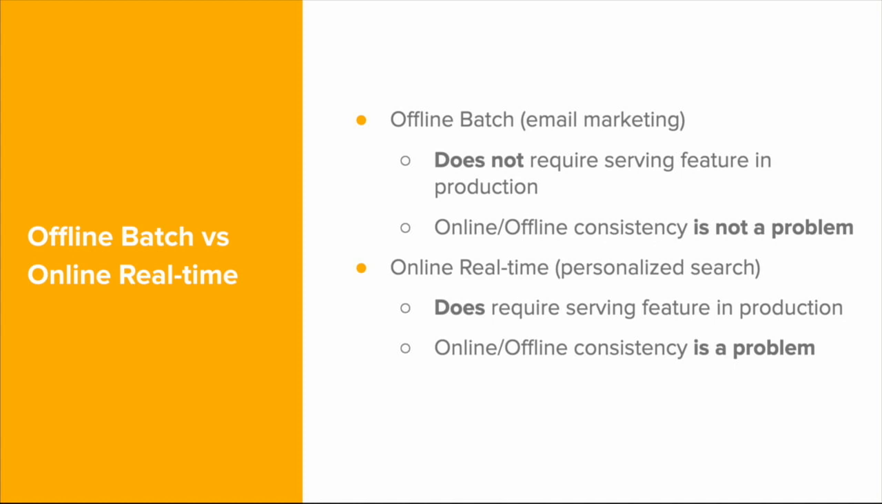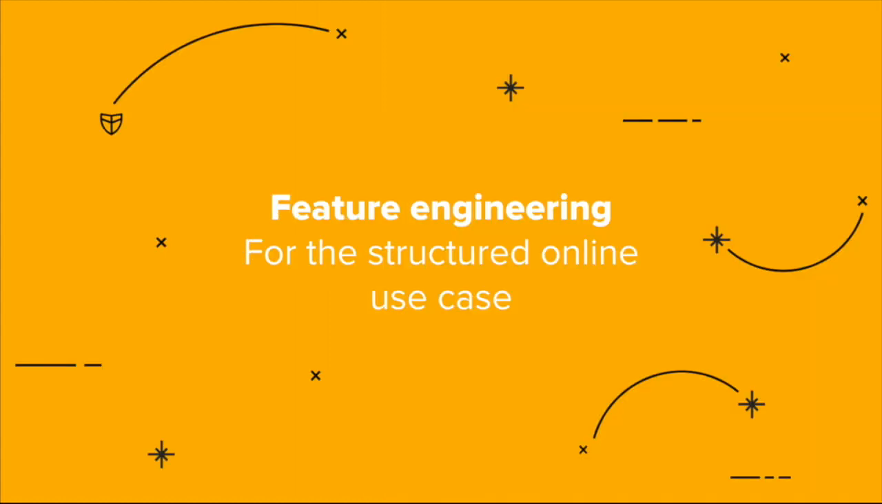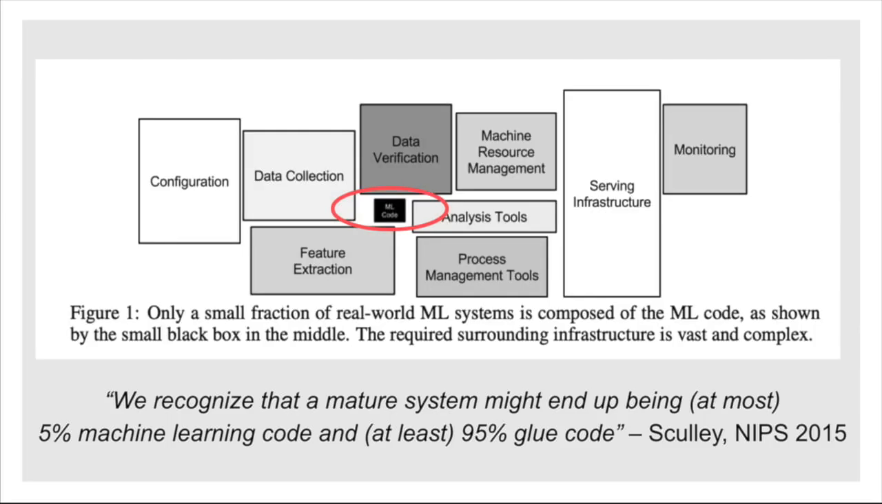So what I'm going to talk about now is why, in those particular cases, with many different data sources and online real time, feature engineering is so much harder than in the case of image classification, where you're basically just turning pixels into RGB representations, or NLP, where you're n-gramming your word bag, right? So what we saw at Airbnb, and we found this quote in a NIPS paper that we really liked, was that a mature machine learning system might end up being at most 5% machine learning code and at least 95% glue code.